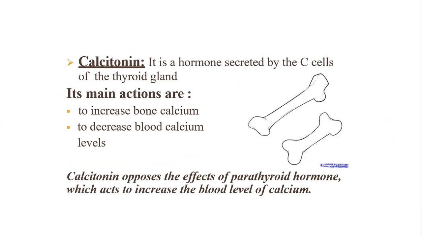Then the third type of hormone secreted from the thyroid gland is calcitonin. It is a hormone secreted by the C cells of the thyroid gland, and it mainly acts to increase bone calcium and decrease the blood calcium level. Calcitonin opposes the effect of parathyroid hormone, which acts to increase the blood level of calcium. So this is regarding the hormones and their roles in the thyroid gland.